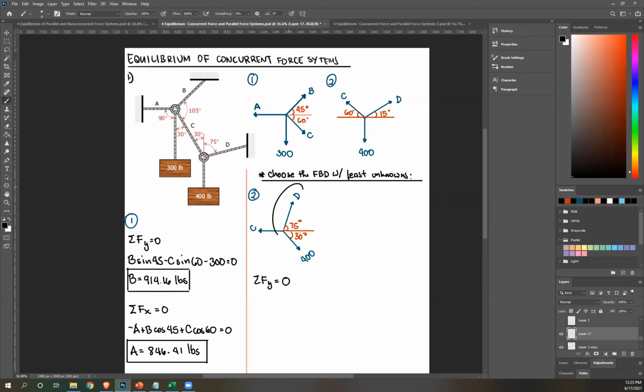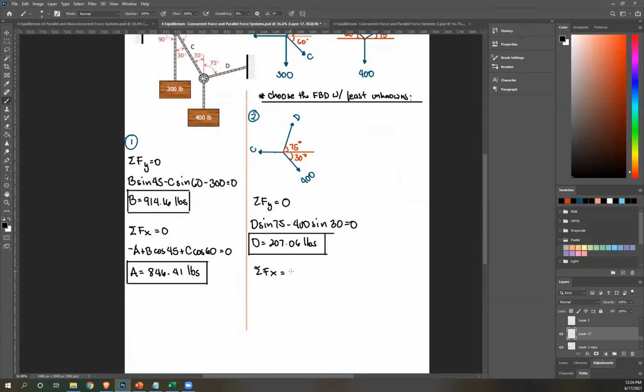Summation of forces y equals 0. D is still upward, so that's positive D sine 75. We have a downward force now for 400, so minus 400 sine 30 equals 0. And from this, we can already solve for D, which is 207.06 pounds. And then afterwards, we can do summation of forces x equals 0.